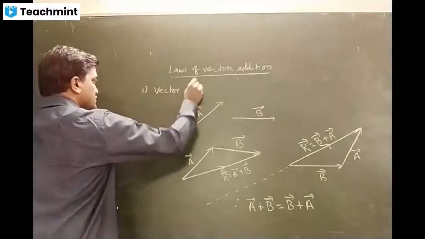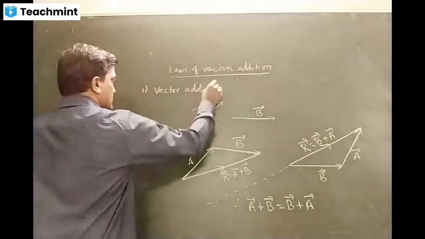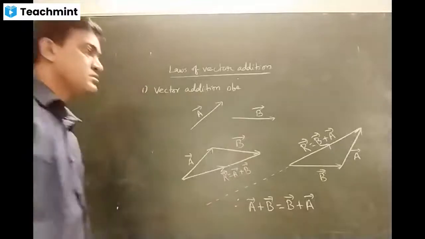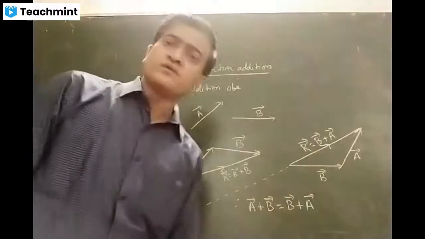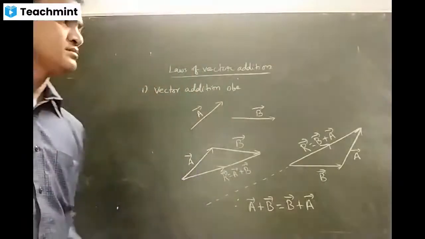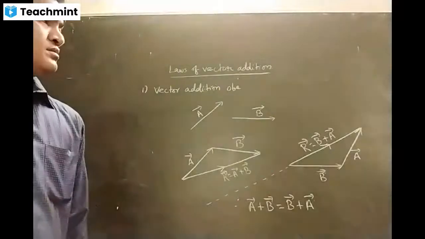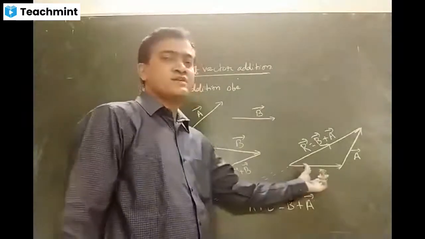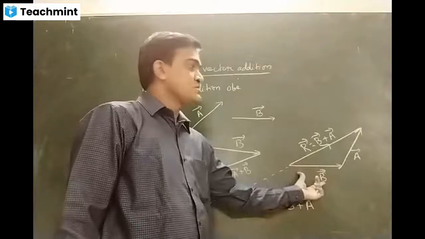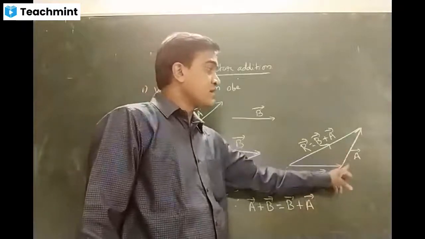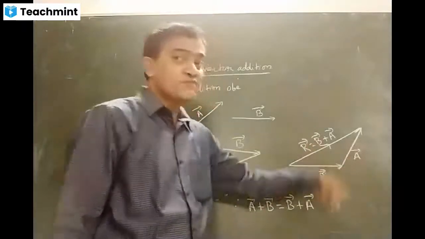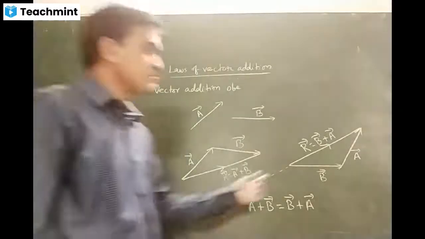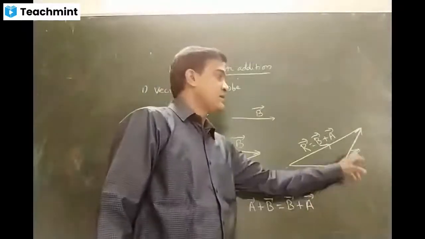Sir, when we take the B vector as the first vector, we should add the tail of A to the head of B. Yes, the first vector I have considered as B bar and the second vector as A bar. Then the tail of the second vector has to coincide with the head of the first vector, because here I have taken B bar as the first vector and A bar as the second vector.